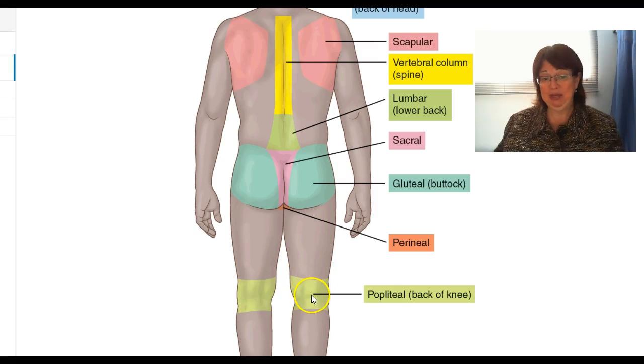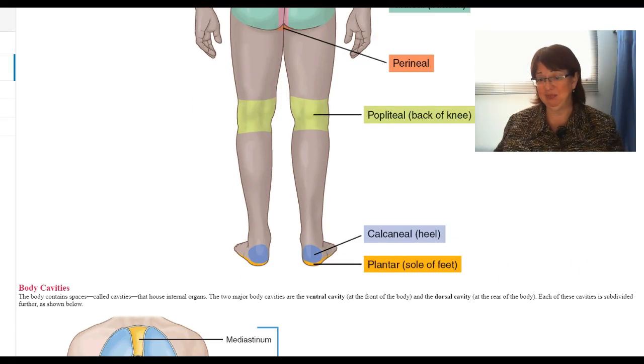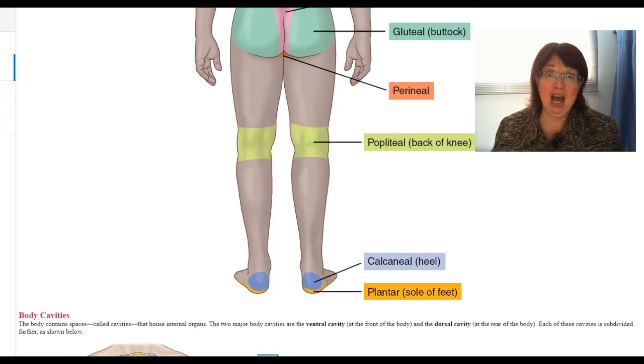Popliteal, I like that one. Popliteal is the back of your knee. So that's one you might not know. Calcaneus is your heel, and plantar is your sole of your heel. Okay. This video is getting a little long, so I'm going to end it here, and I'm going to continue with the second video.